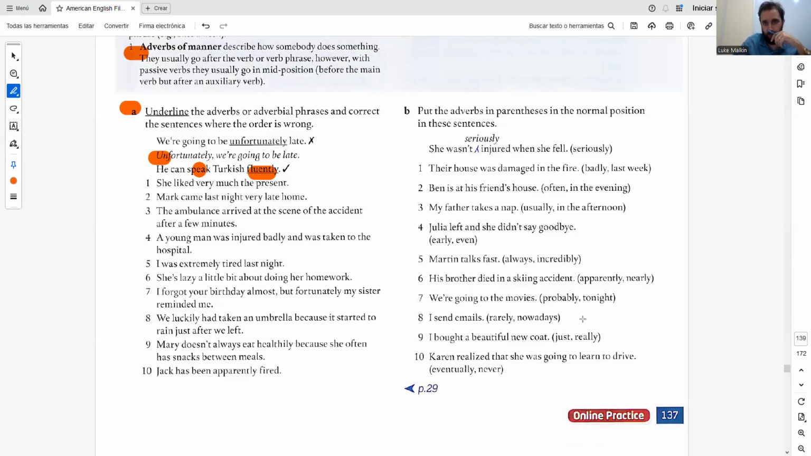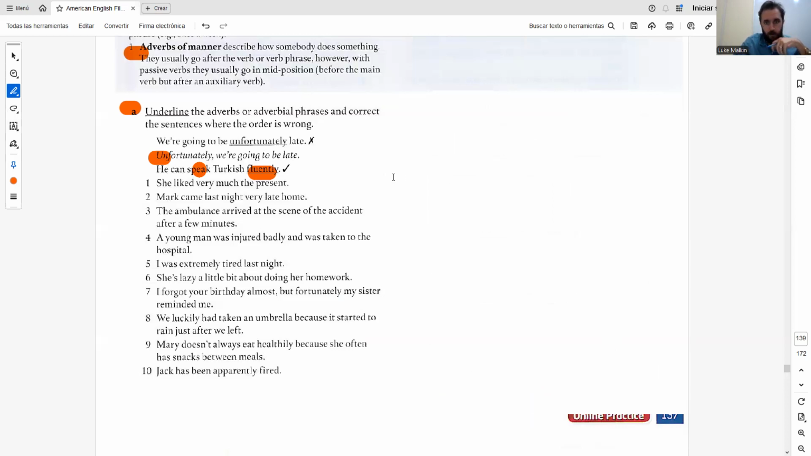Okay, I'll create a whole new space for this, I think. So, number 1, she liked very much the present. Let's put very much at the end of the sentence. It's confusing us because it's talking about quantity here. So, she liked the present very much. It's just too much information to put before the present, right? I can't visualize the present if we're talking about how she very much liked something. Doesn't seem to work, right?